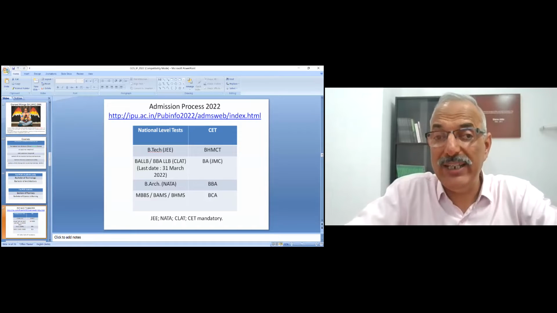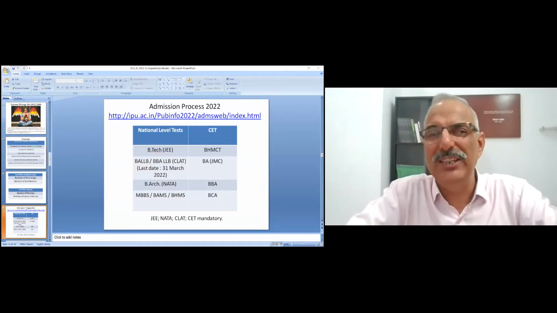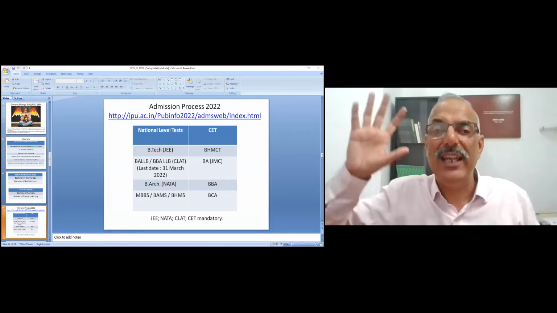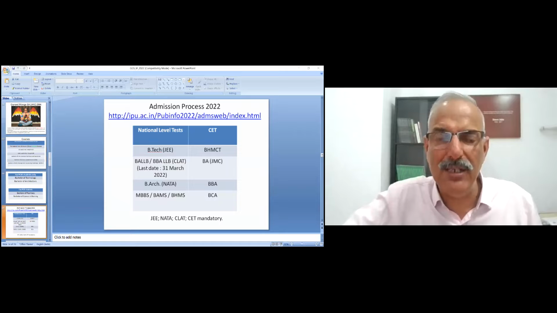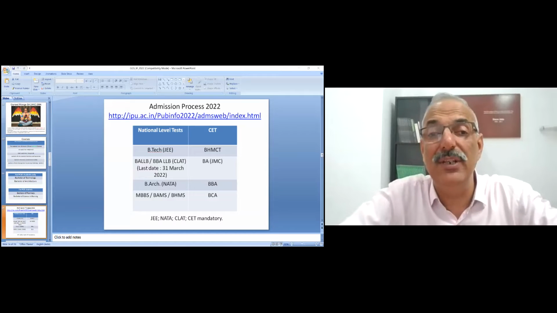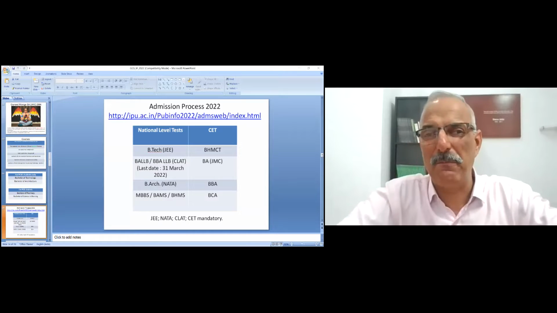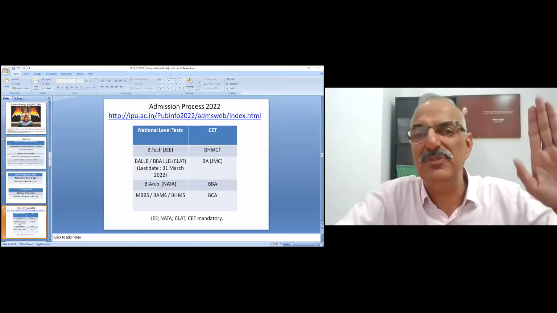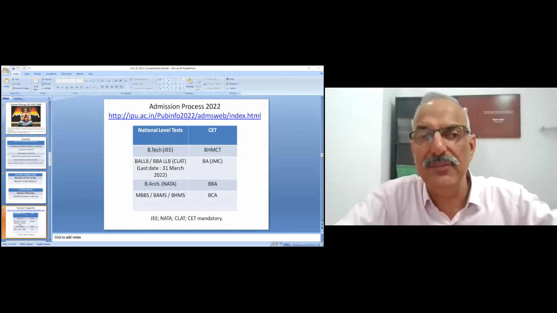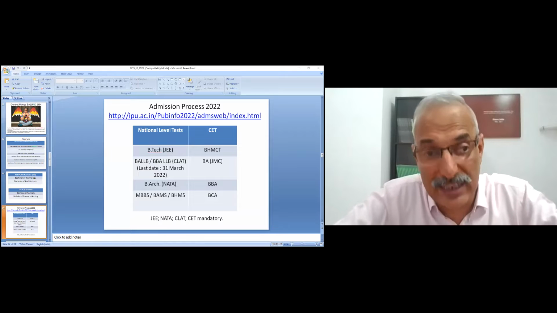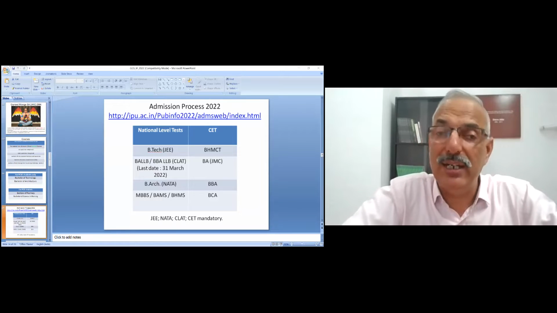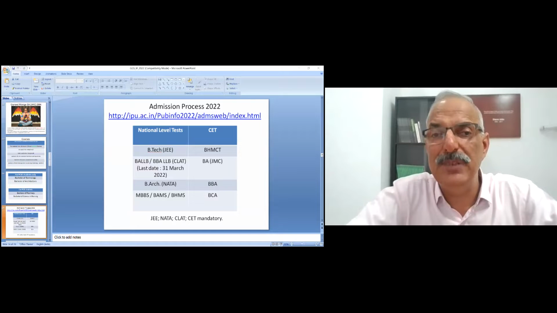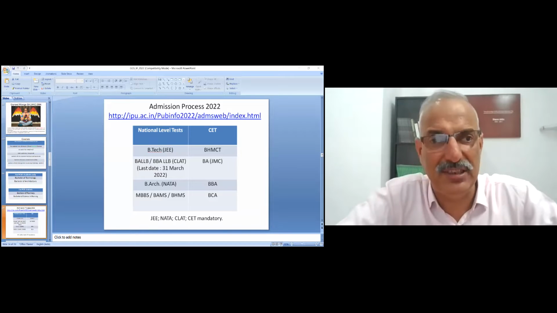Now, how to get admission in these courses at IPU? So, students, there are courses for which national level tests are available, and there are courses for which national level tests are not available. For instance, for BTech, JEE is a national level test which is available. For law, CLAT is available, for which the last date for applying is approaching. For architecture, NATA is available at the national level. For MBBS, BAMS, BHMS, we have NEET at the national level.